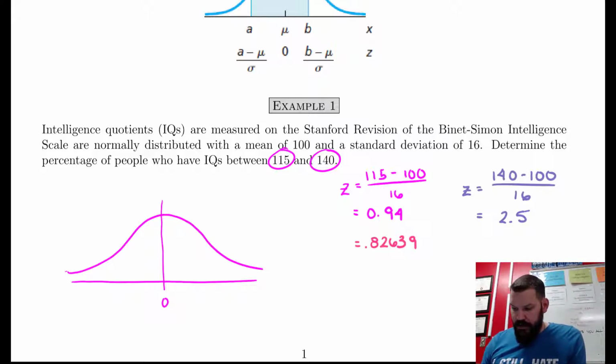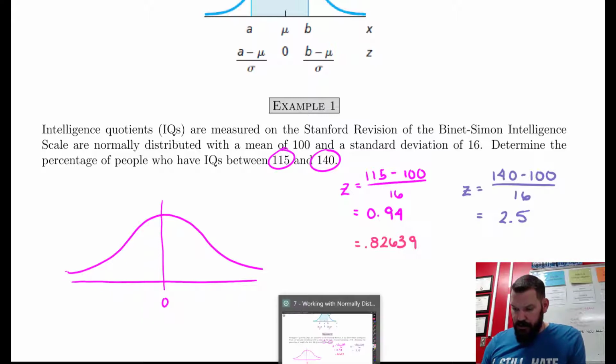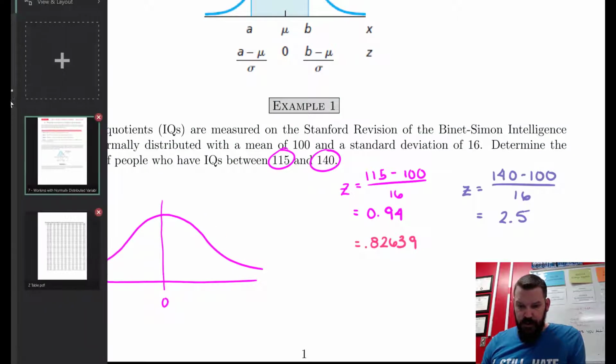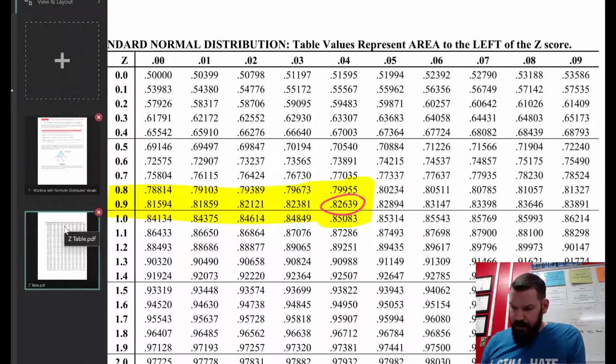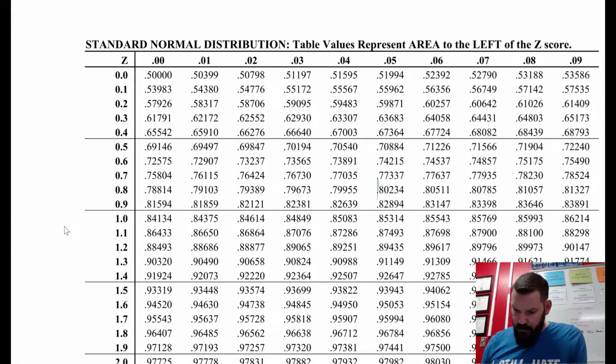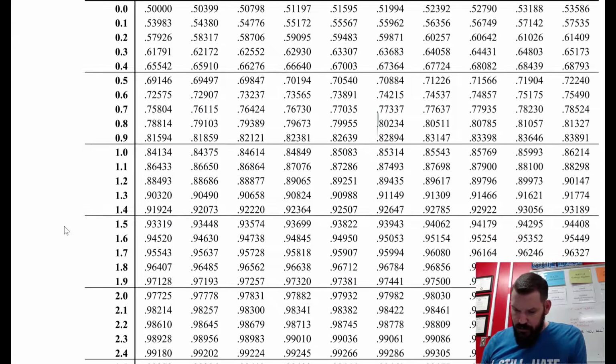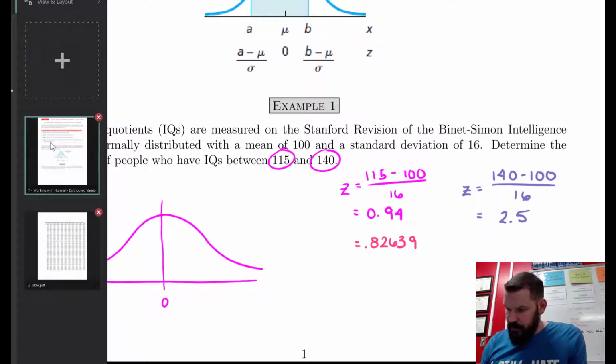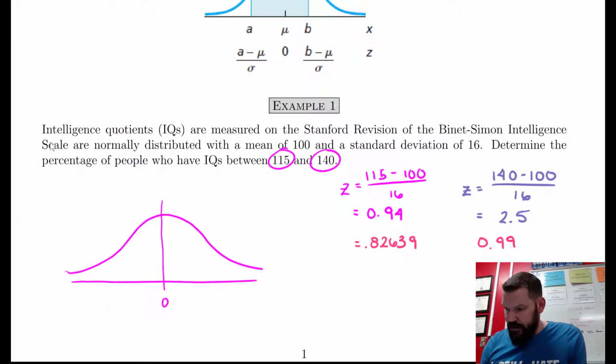Now let's find the probability for 2.5. So 2.50 is 0.99379. And that's the total value of all the data that lies to the left of 2.5.